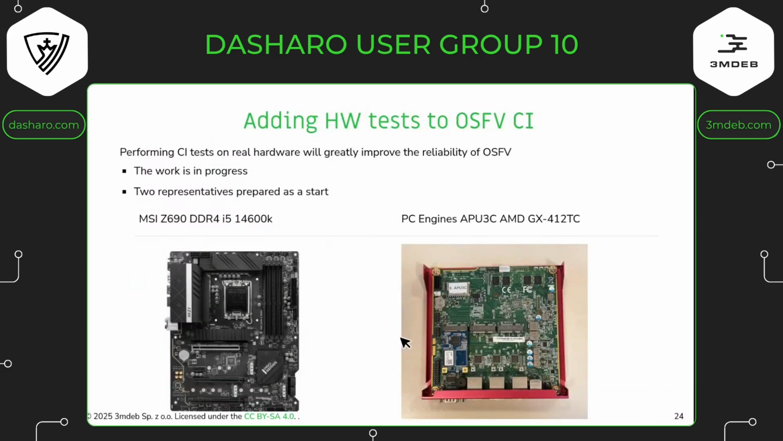Another improvement to reliability of OSFV will be adding hardware tests to our CI. It was suggested in the last presentation, and we are now starting to implement this. It's still work in progress, so there are no exciting results for now, but we've decided to choose two platforms as a start: an MSI with an Intel processor and a PC Engines platform with an AMD.